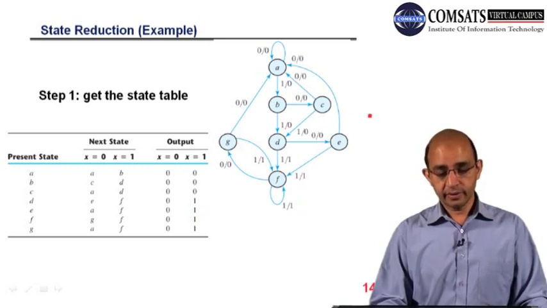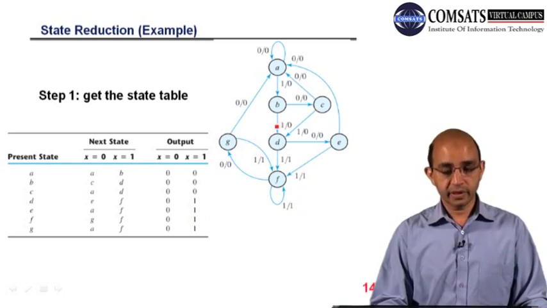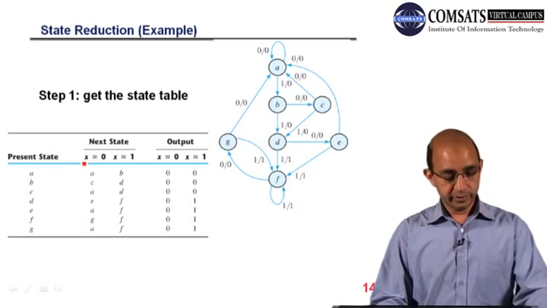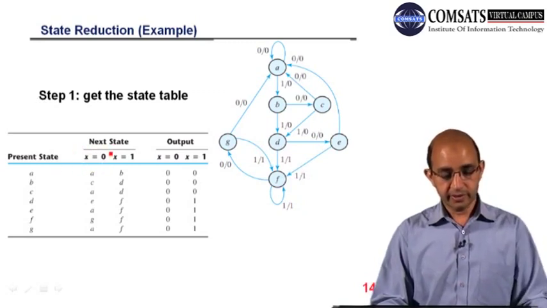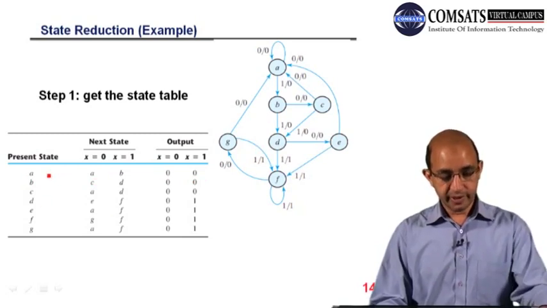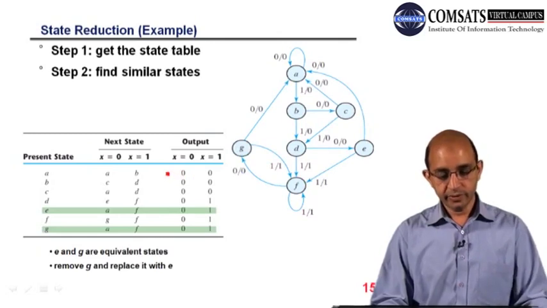You can draw the state table with the help of this state diagram. If you have the state table, you can draw the state diagram, and if we have the state diagram, we can always draw the state table. This is the present state, this is the next state, and this is the output. Here you can see x equal to 0 and x equal to 1. As I have mentioned, we have named those states.